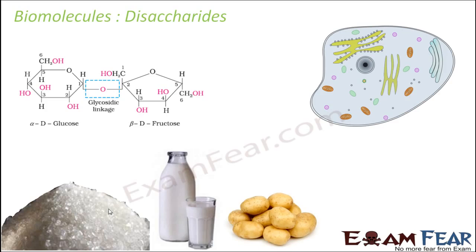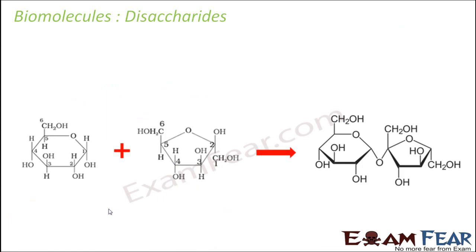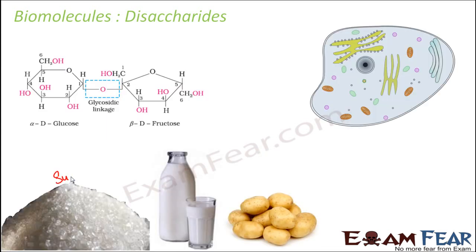Now let us talk about the next group of carbohydrates, that is disaccharides. Those carbohydrates which on hydrolysis give 2 units of monosaccharides. Some common examples of disaccharides are sucrose, which is the cane sugar, lactose, the sugar which is present in milk, and maltose, the sugar which is present in vegetables and germinating seeds. These three are very common examples of disaccharides which consist of 2 monosaccharide units.